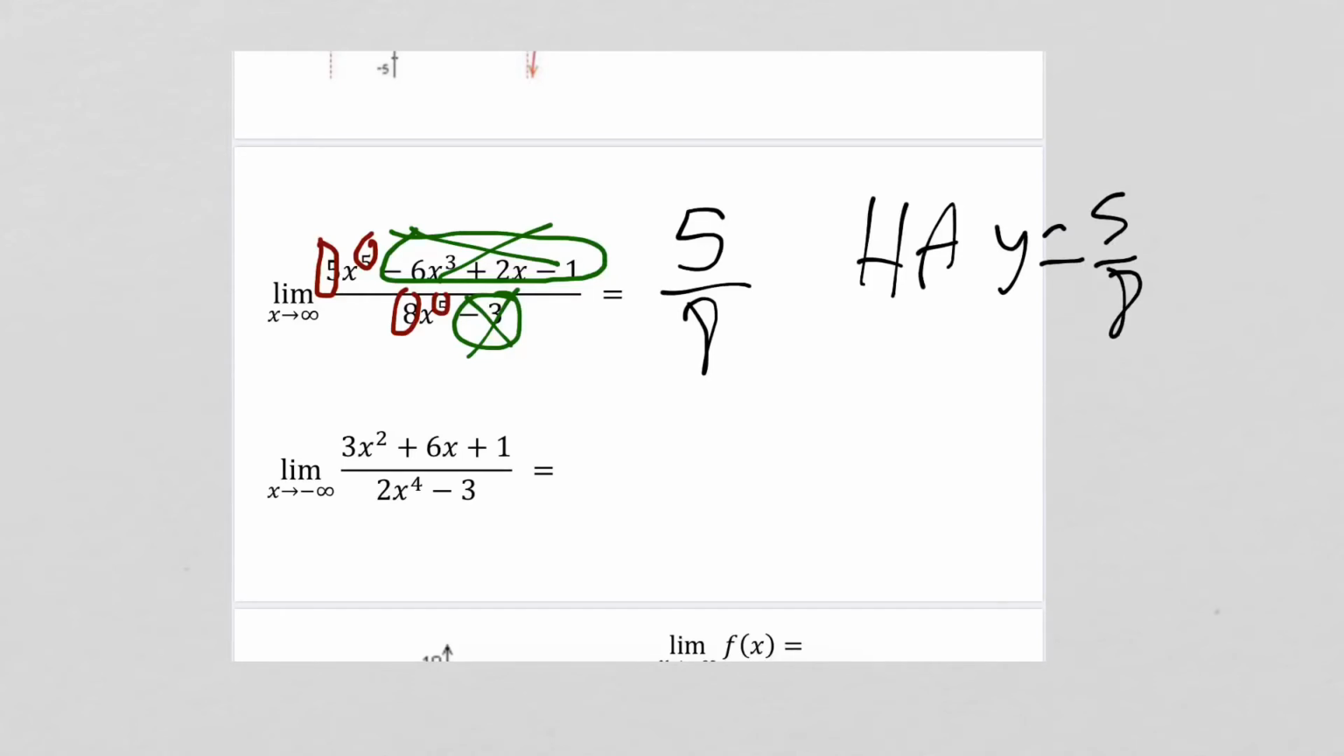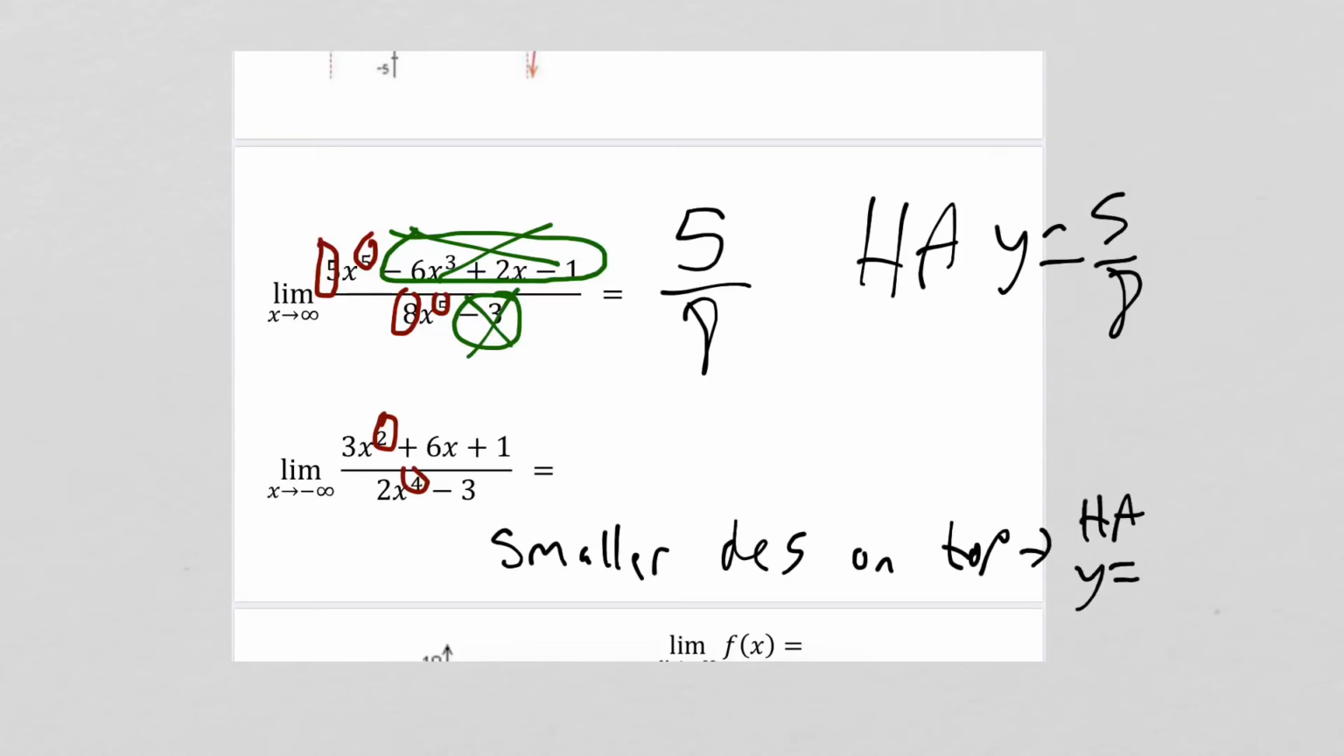Okay, here, I'm going to compare my degrees and see that it's a degree 2 over a degree 4. Smaller degree on top implies HA at y equals 0. So that means as we approach negative infinity and positive infinity, we're just going to approach 0. Okay. So we're just reviewing horizontal asymptote rules, but with limit notation.